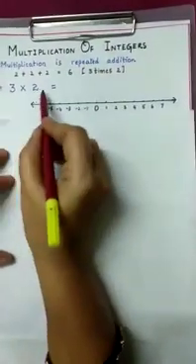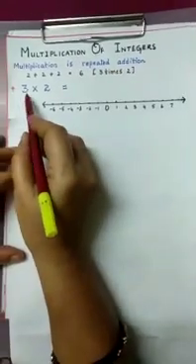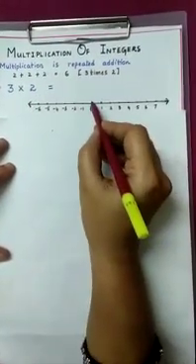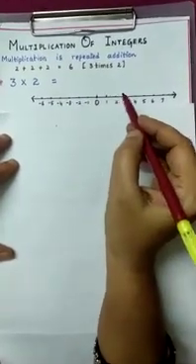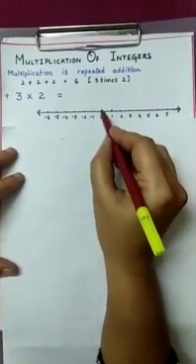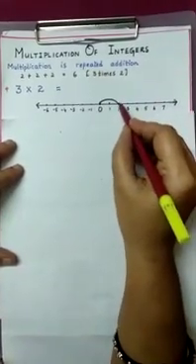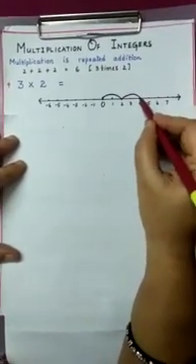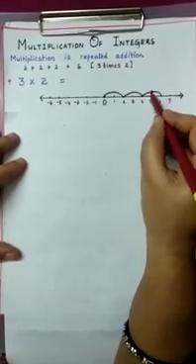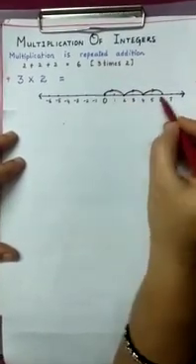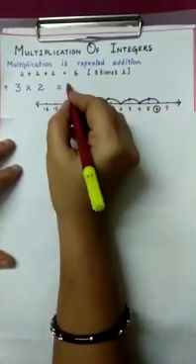Let us find this product on the number line here. 3 times 2 means, as it is positive 2, you start from 0. You have to take first time 2 steps, that is 0 to 2, and 2 to 4 second time 2 steps, and 4 to 6 third time 2 steps, which is 6.